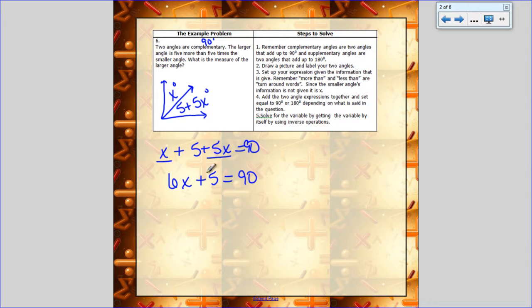And then I'm going to solve my equation using inverse operations. Just like we've been solving equations all along, I've got to get rid of what's being added first. So I'm going to do minus 5 on both sides. So I get 6x is equal to 85. And then I'm going to divide by 6 because that 6x means 6 times x.